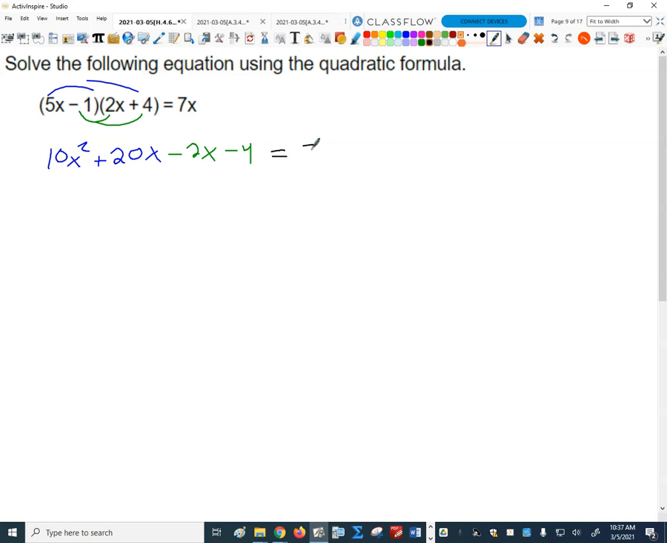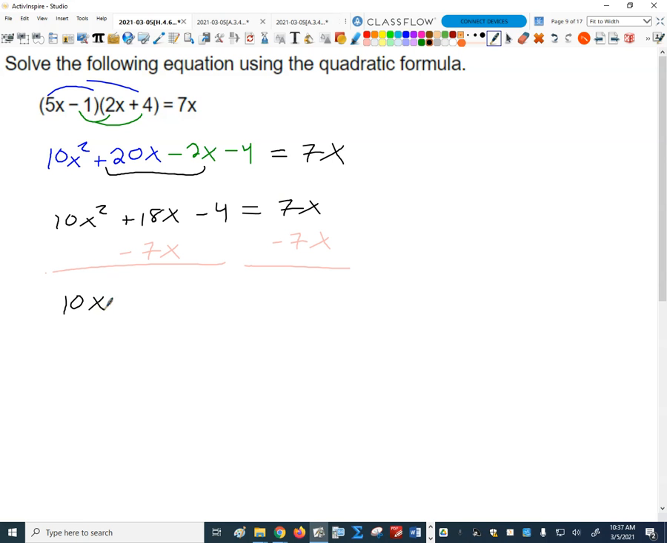And that whole thing is equal to 7x. Well, I could combine some like terms. So I get 10x squared plus 18x minus 4 equals 7x. And now all I've got to do is push that 7x over to the left side. And I've got this thing written as a quadratic function in standard form. And now I just evaluate the quadratic formula and I've got my solutions, right? But I've got to put it into standard form first.